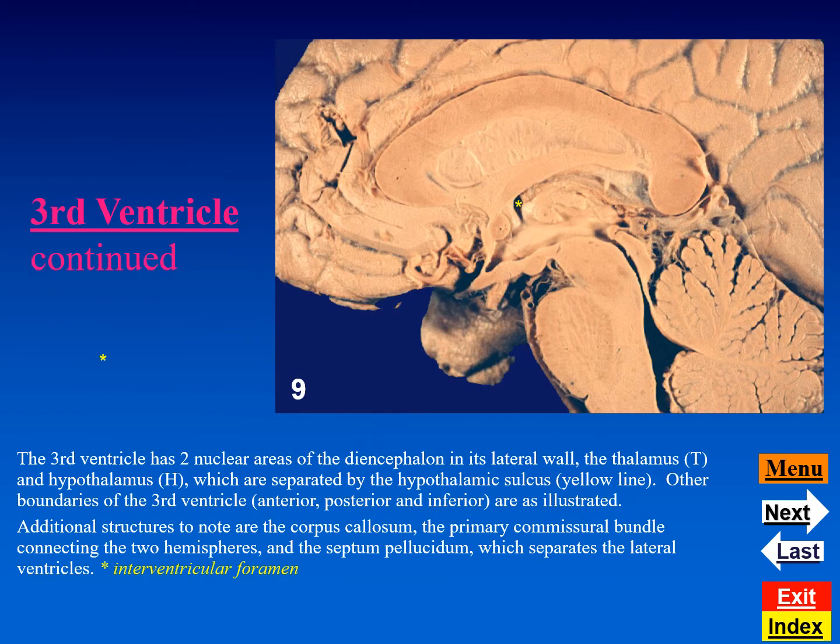In this half-brain specimen, we see an excellent example of the major commissural bundle that connects the two cerebral hemispheres, and that's the corpus callosum, which has a body, a splenium posteriorly, and a genu anteriorly. Also, we can see the membrane that separates the two lateral ventricles, the septum pellucidum.